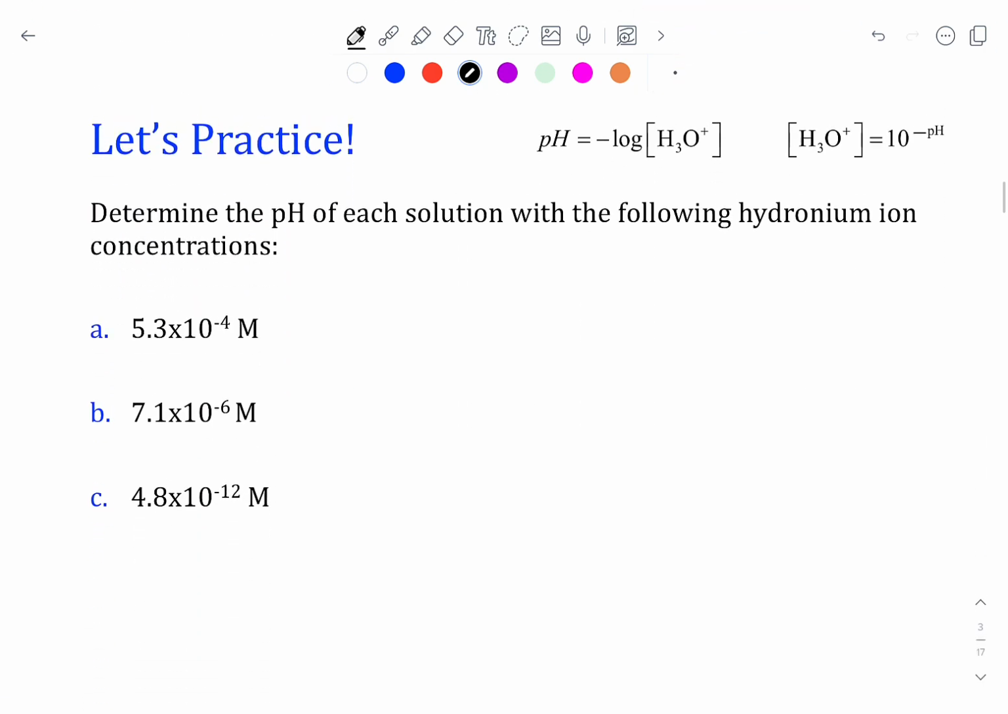So we want to determine the pH of each solution with the given hydronium ion concentrations. So we know H3O plus, and we want to find the pH. All we have to do is say that the pH is equal to the negative log of whatever that concentration is, 5.3 times 10 to the minus 4. And then we just have to plug that into our calculators to solve for pH. So let's grab our calculators and solve this problem together.